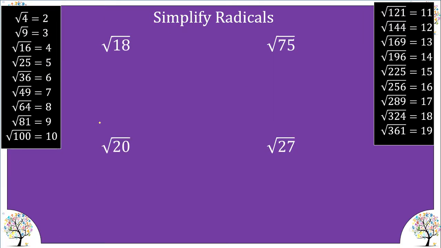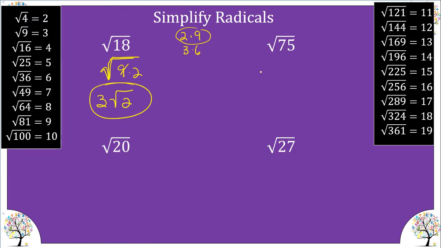Now let's take a look at a few more. So let's look at 18. So I have 2 times 9 and 3 times 6. Well, 9 is perfect, so we're going to choose 9 times 2. I take the square root of 9, which is 3, left with radical 2. 75. 25 times 3 is 75, and 25 is perfect. When I take the square root of the 25, it gives me 5, and I'm left with radical 3.